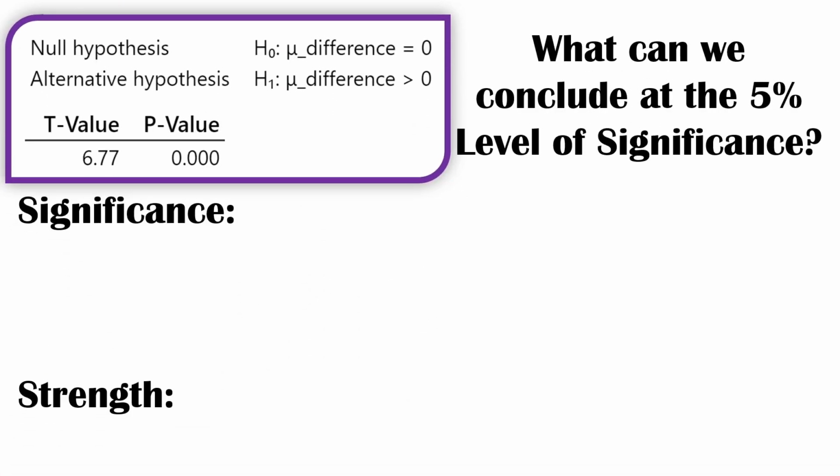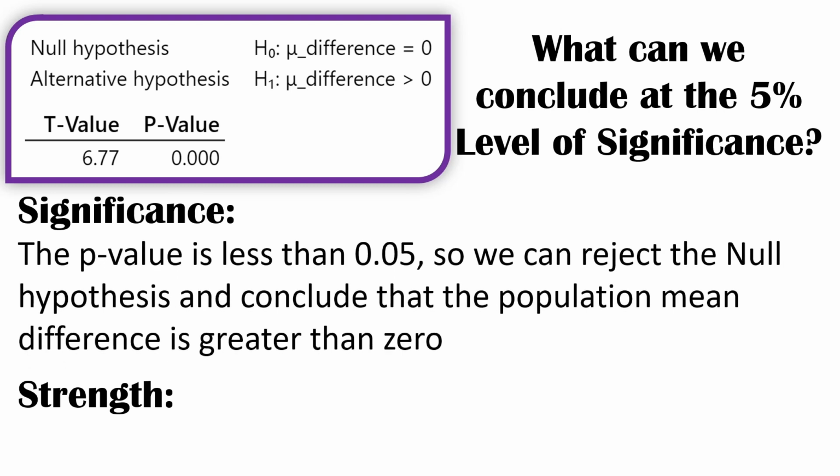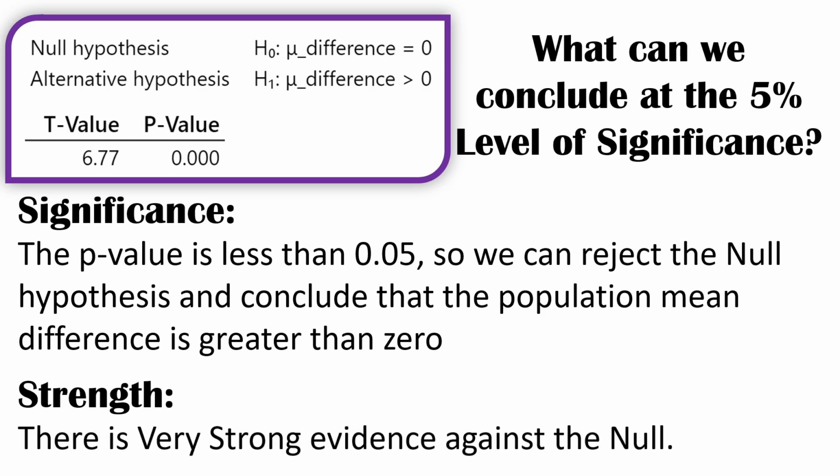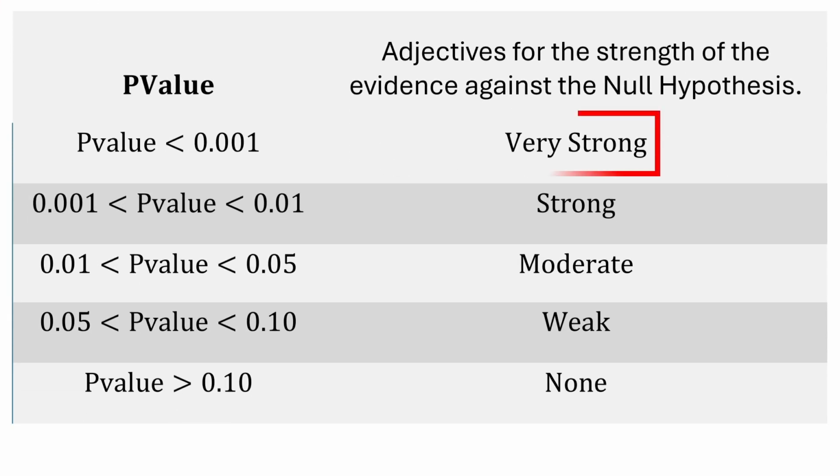Okay, next, pause the video and write down what you want to say about the significance and the strength for this scenario. So here the p-value is less than 0.05 or 5%, so we can reject the null hypothesis and conclude that the population mean difference is greater than 0. For strength, you can see the p-value is very, very small, and so there's very strong evidence against the null hypothesis. Very strong evidence because we are in this region.